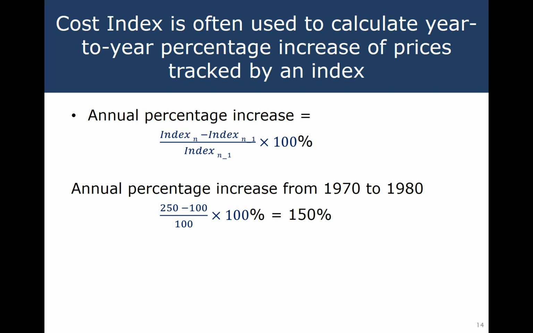For the annual percentage increase, we use the delta of the index divided by the past index and times 100. So for the annual percentage increase from the year 1960 to 1980s, we can use this kind of calculation, right? And then we can figure out the annual percentage increase is equal to 150.